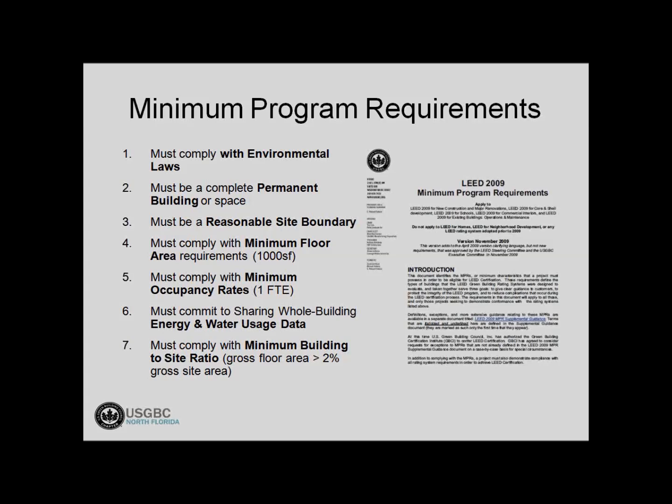And they're pretty straightforward, but you have to comply with all environmental laws. Straightforward. It has to be a permanent space or building. So LEED's not going to certify mobile homes or houseboats or anything like that. It has to be, you put it there and that's where it stays. Actually, the funniest question I've gotten is, can you certify an outhouse? It has one occupant, I guess. And it was permanent, but it wasn't large enough.